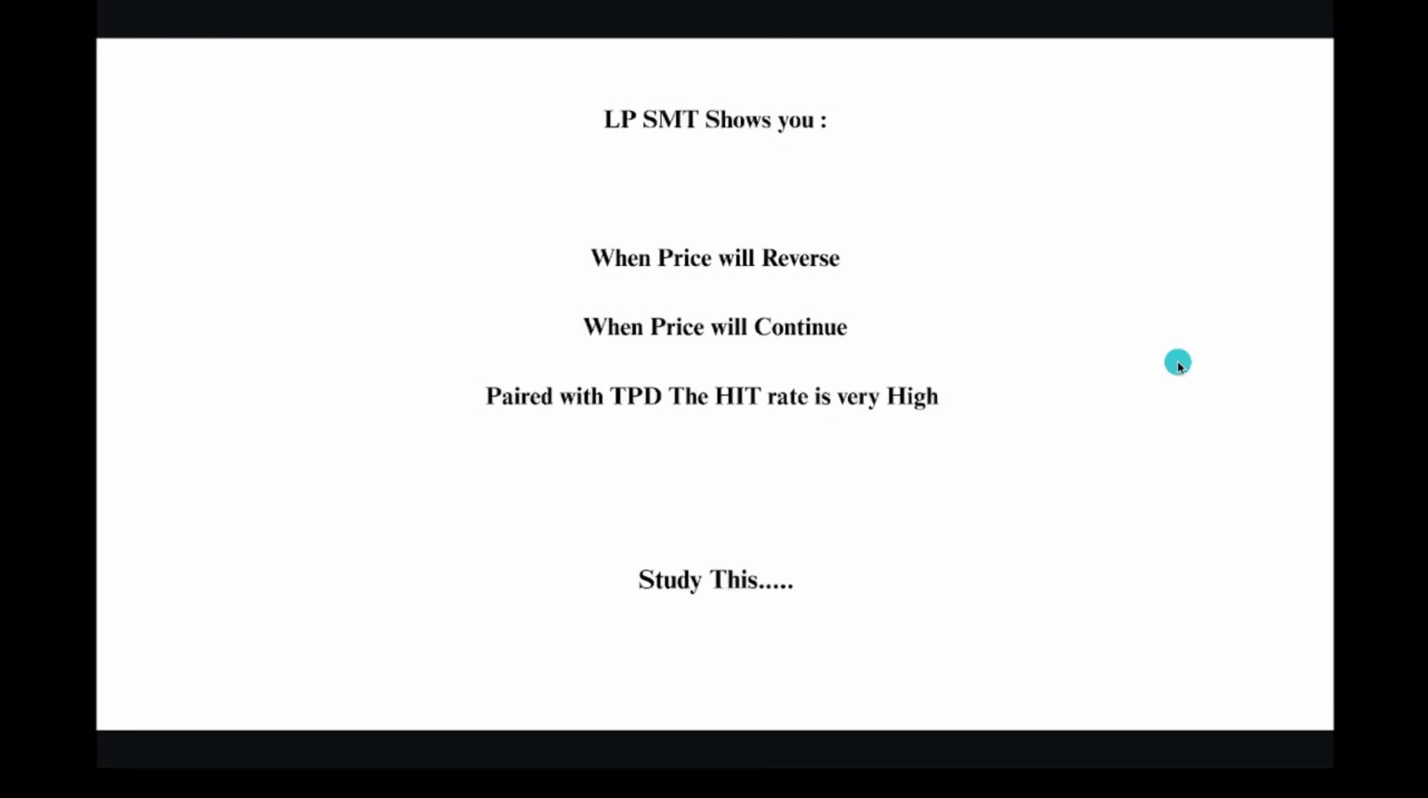Now, LPSMT shows you two things: when price will reverse or when price will continue. Now, if you do go ahead and study this, and if you are able to identify which TPDs take out which SMTs and pair those two together, your win rate will be very high. And I do recommend you guys do go and study this.